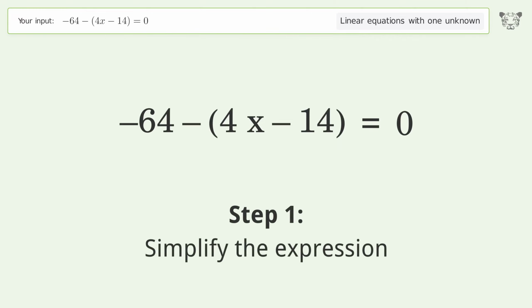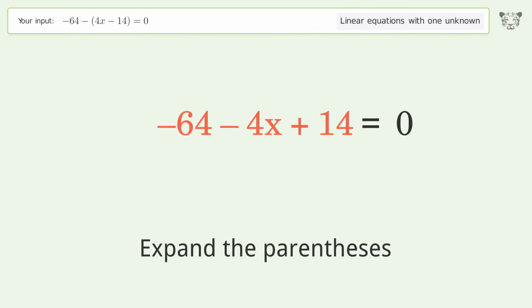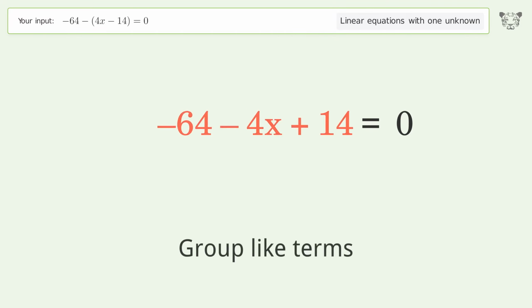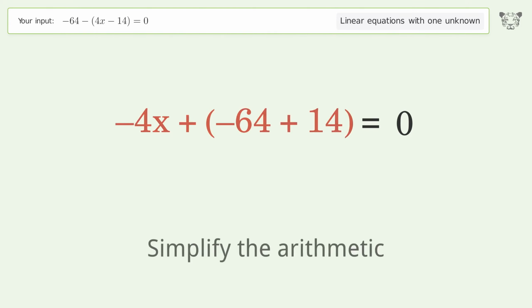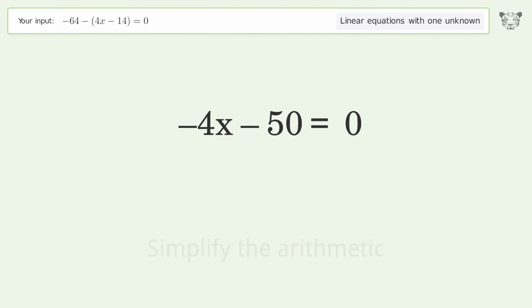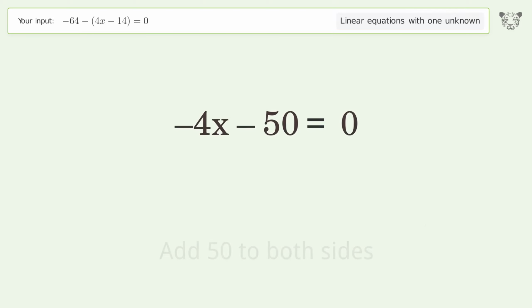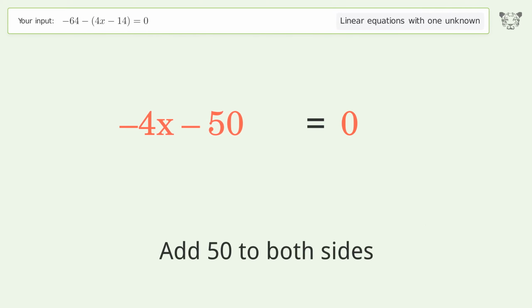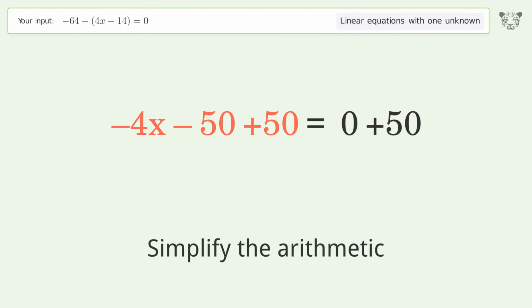Simplify the expression. Expand the parentheses. Group like terms. Simplify the arithmetic. Group all constants on the right side of the equation. Add 50 to both sides. Simplify the arithmetic.